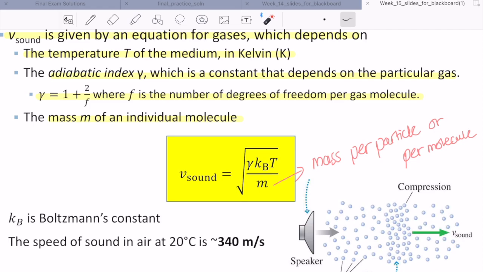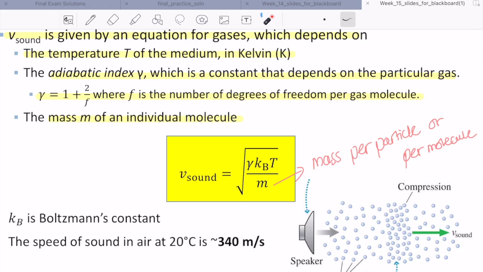If you remember, like Young's modulus and the bulk modulus, those are constants that depend on the specific object or medium. In this case, this is just another one of those types of constants. The adiabatic index is simply a constant that depends on the specific gas. That index is equal to 1 plus 2 divided by the number of degrees of freedom per molecule.